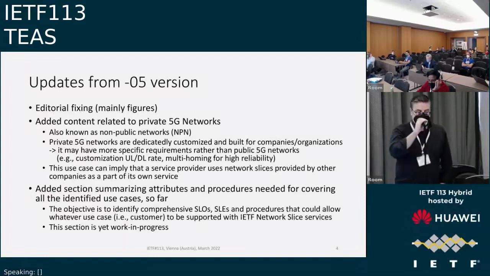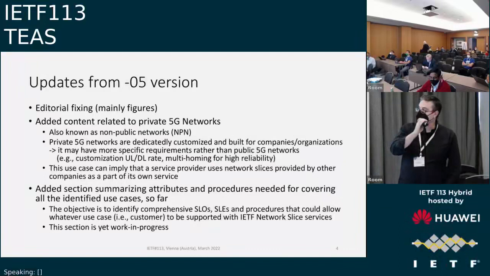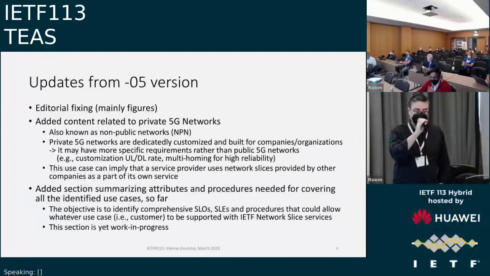The updates in this version are essentially some editorial fixes, mainly the figures. We also added content related to private 5G networks. This is a special case that could bring up the need to define some new requirements, for instance, the fact of probably having multi-homing or the customization of the upstream and downstream rates. It can also imply that the service provider uses network slices provided even by other companies, which could be the verticals in this case.